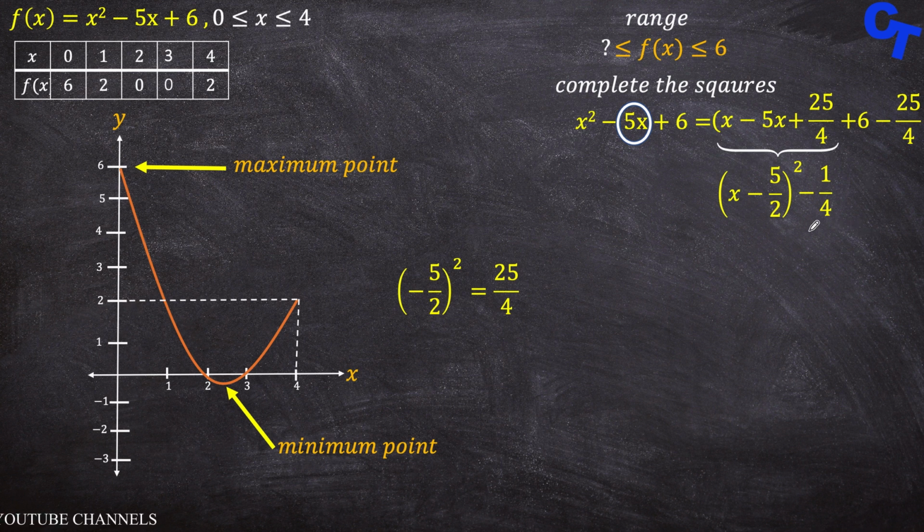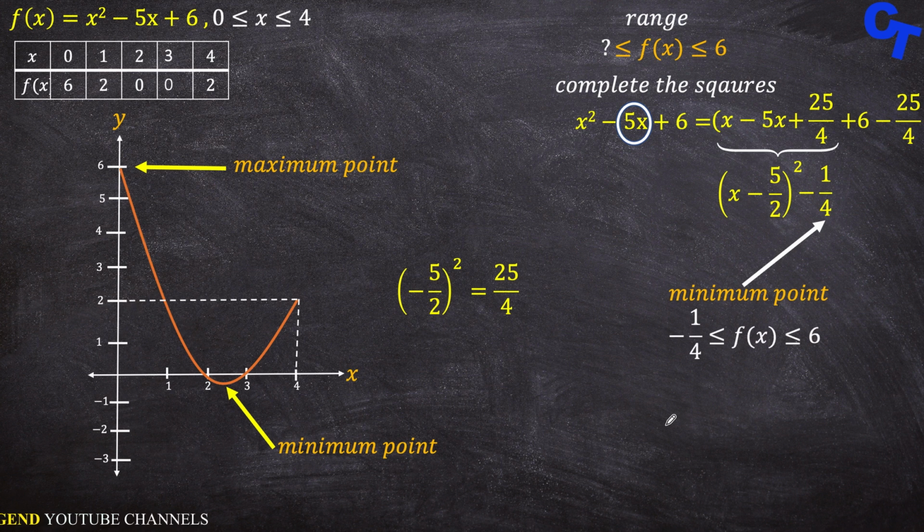So this one is going to be the turning point, which is going to be the minimum value right here. So now we have the minimum point, which is negative 1/4, right? That means for our range, we can write f of x ranges from negative 1/4 to 6. I hope you've understood about the range.